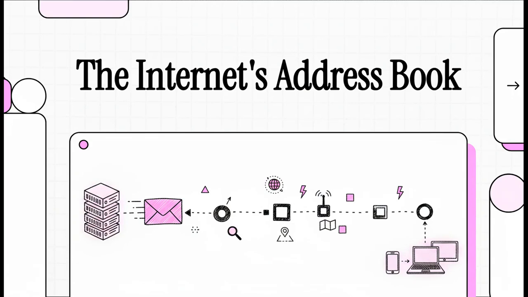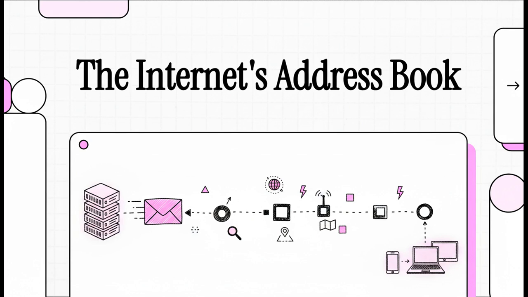Have you ever really stopped to think about how a video from literally the other side of the planet finds its way to the specific phone you're holding in your hand? It's not magic, I promise. It's all thanks to a hidden system of addresses. And today, we're going to pull back the curtain and see exactly how it works.